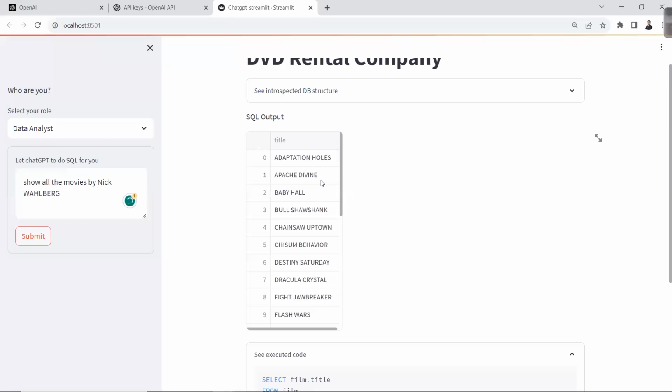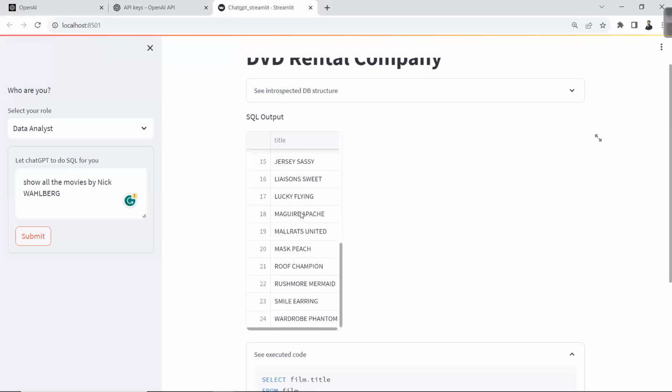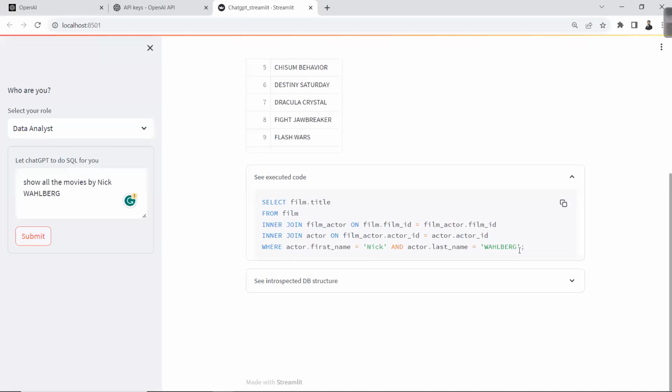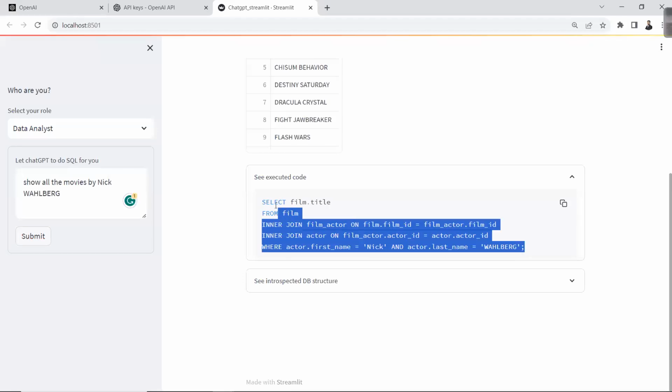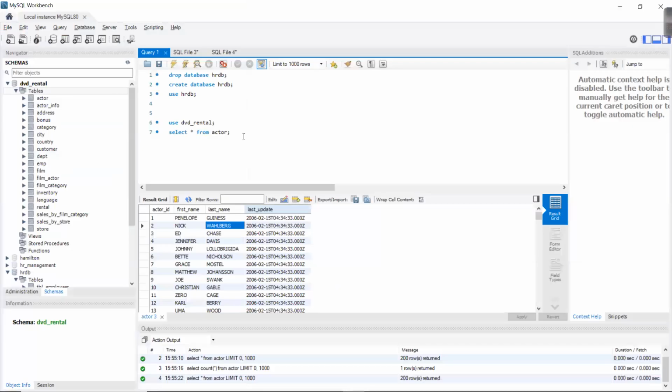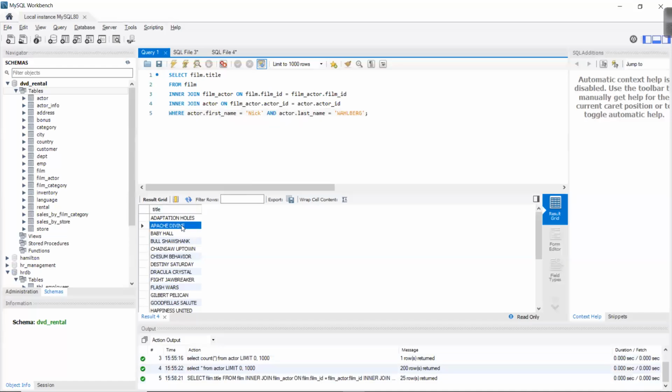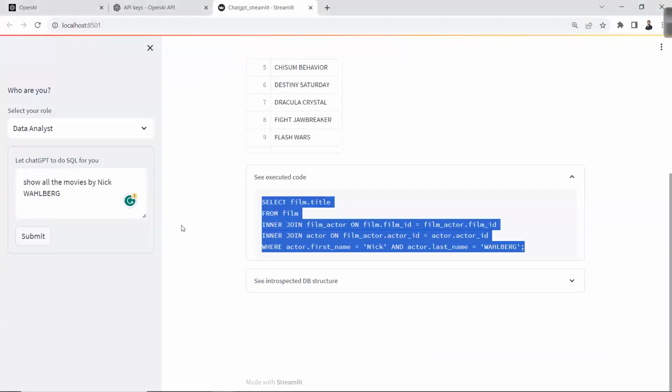Here you can see I am getting all the movies by Nick. And this is the query running at the backend. I can copy this query and check it in the database also. Here are the movies. So I am connecting with my own database and asking ChatGPT to give me the answer on my dataset. All these things are very fascinating and help us play around. Definitely we'll connect again sometime soon and discuss these types of applications as well.